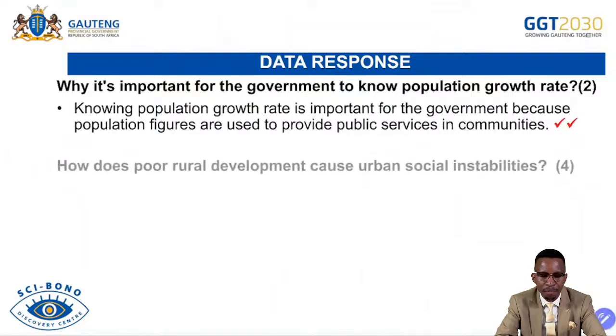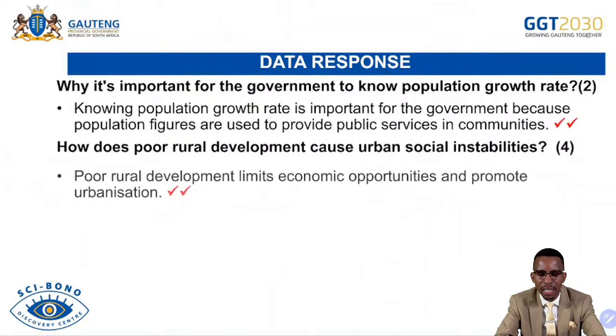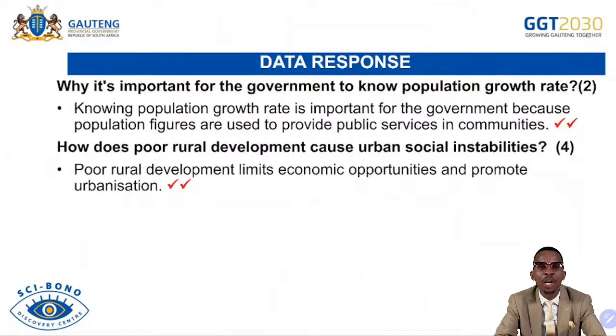How does poor rural development cause urban social instabilities? So if ever there's a high level of urbanization or if ever there's a lower development in rural areas, people from rural areas will be moving to urban areas, which is known as urbanization, resulting to more demand for basic needs, which cannot be offered in urban areas, resulting to high level of informal settlement.